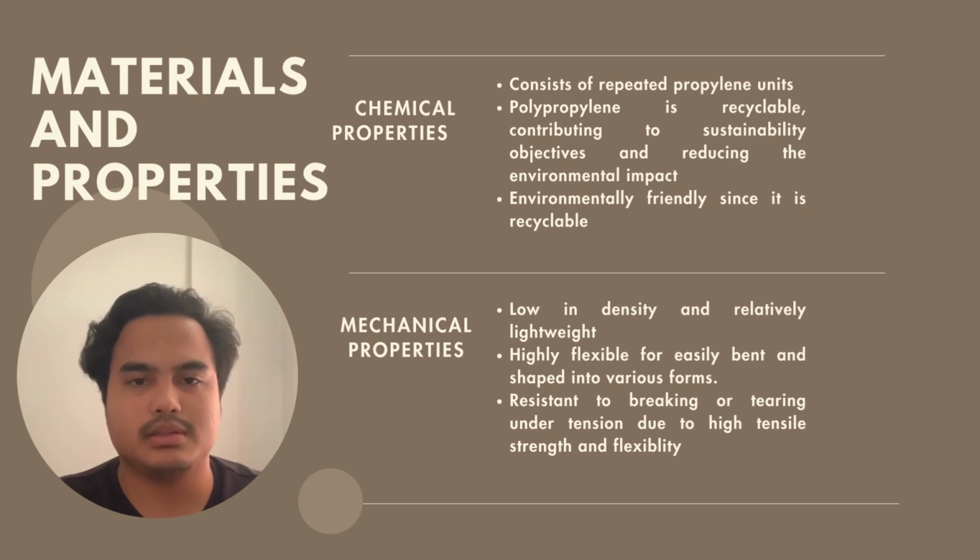So for the next parts of methods and properties, we will distinguish the chemical properties and the mechanical properties of polypropylene. Firstly, for chemical properties, polypropylene is a thermoplastic polymer made from the monomer propylene. Its chemical structure consists of repeat propylene units. Next, polypropylene is recyclable, contributing to sustainability objectives and reducing the environmental impact of chair manufacturing.